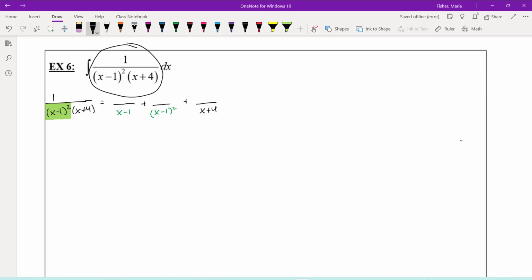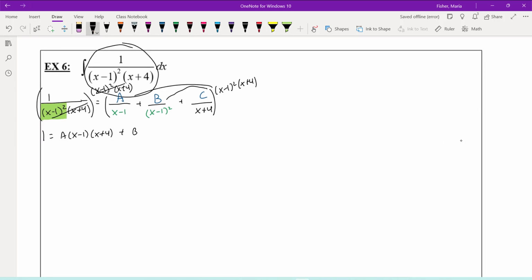Each one of those is linear, so over each one of those I need to write a constant, A, B, and C, because this is just considered a repeated linear. It's only a quadratic if the squared term is on the inside. Multiplying through by the denominator of (x minus 1) squared times (x plus 4), I end up with 1 is equal to A times (x minus 1) times (x plus 4) plus B times (x plus 4) plus C times (x minus 1) squared.